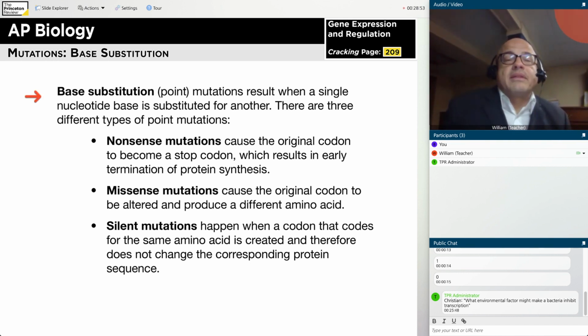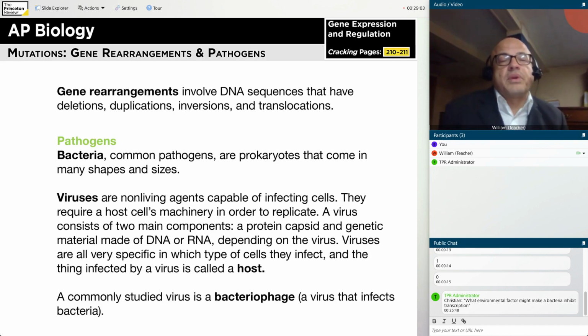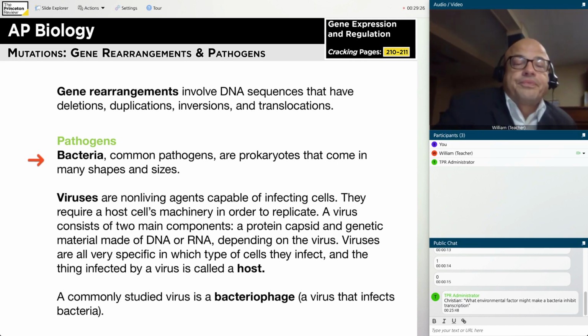All right, getting back to this, some things about base substitution. You have nonsense, missense, and silent mutations, and it all depends on what you have. Now, this is obviously important, right? We're talking about gene arrangements when you deal with duplications, deletions, inversions, and translocations. Bacteria, like Christian had mentioned before, come in many sizes. They are also pathogens, etc.